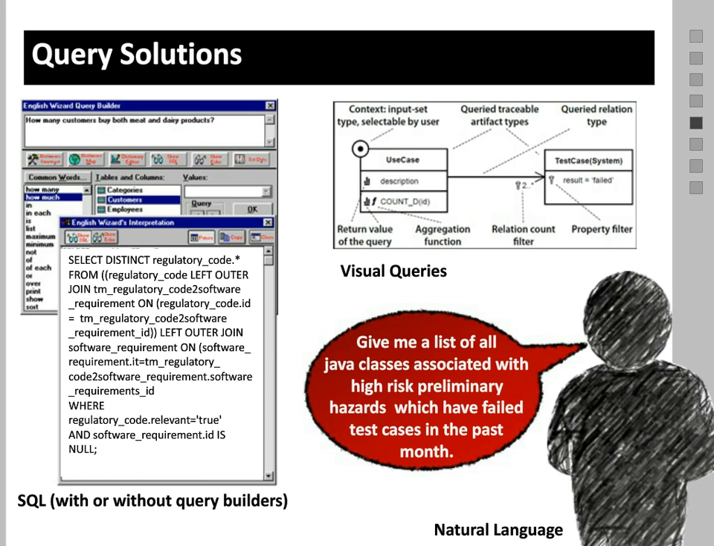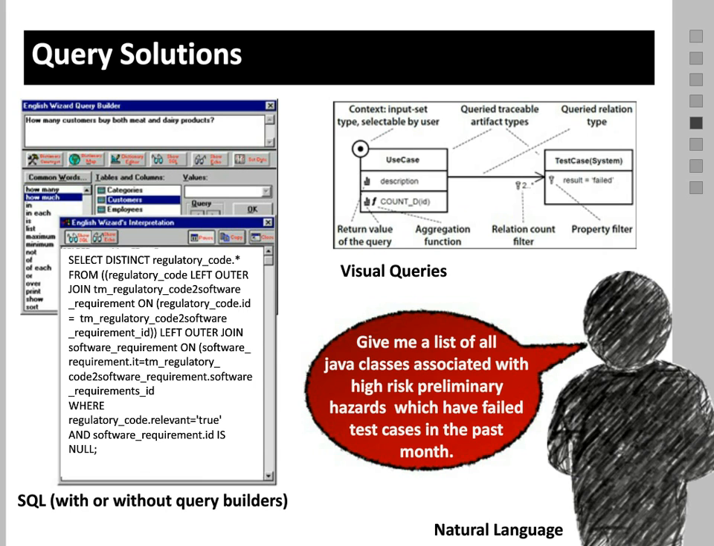Or we could support issuing of queries using natural language. So in this case, the person just says, give me a list of all Java classes, etc., associated with high-risk preliminary hazards, and he doesn't need to worry about how that gets translated into the SQL. So is that a pipe dream or not?